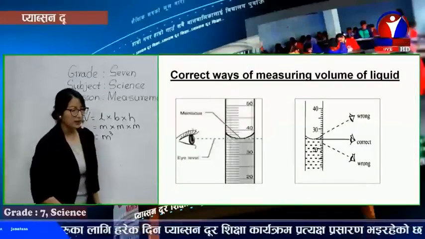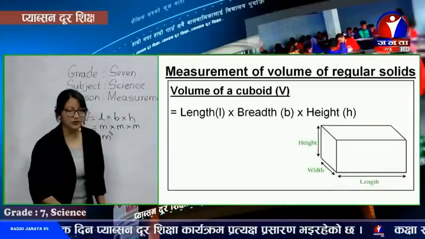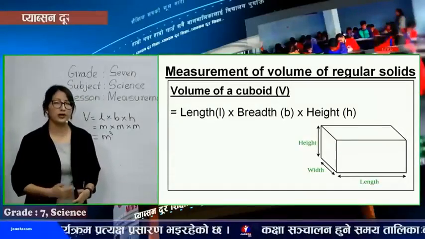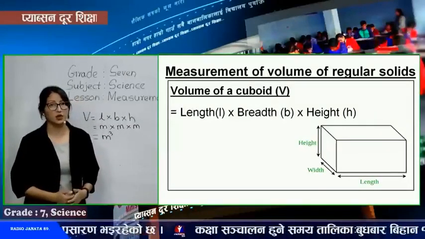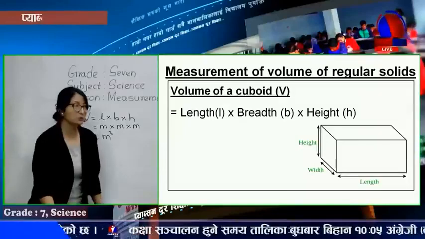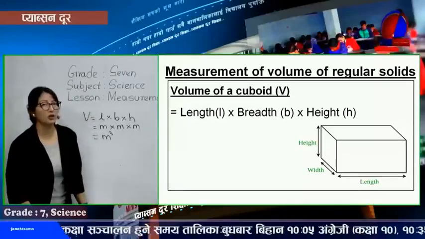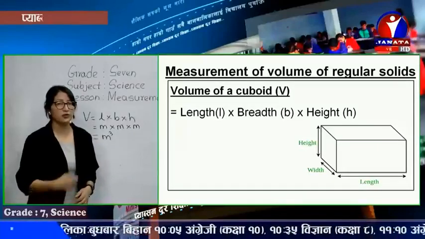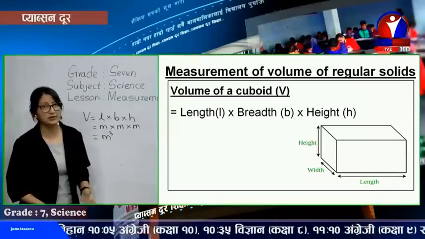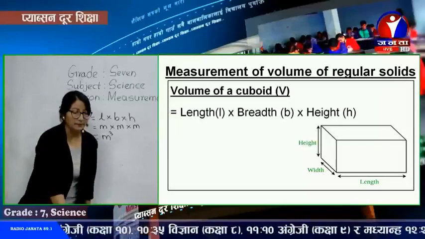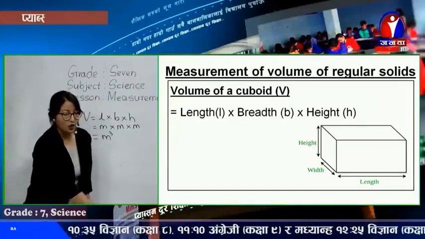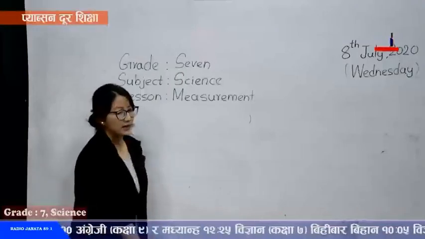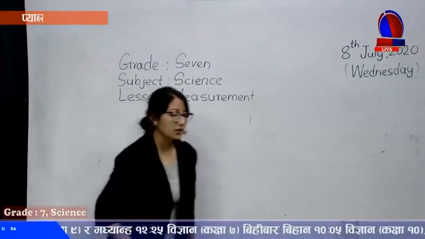Now, we are going to measure right now. First of all, today we are going to learn the measurement of volume of regular objects as well as irregular objects. So first let's move on to the measurement of volume of regular objects, and then we come back to the measurement of volume of irregular objects using a measuring cylinder and the volume of liquid. So first of all, measurement of volume of regular solids.